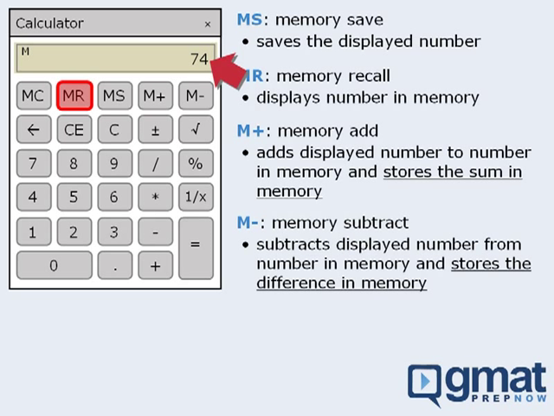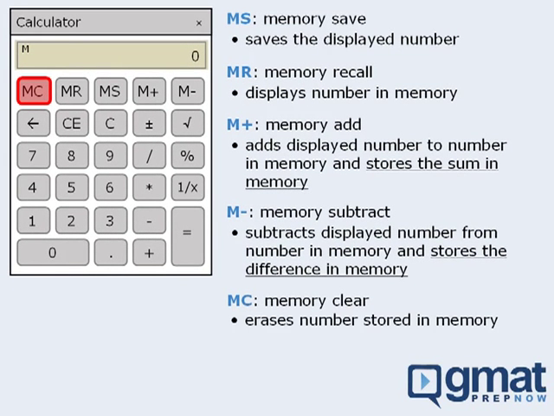Okay, the last button to discuss is the memory clear button. It erases whatever number is stored in the calculator's memory. So if we click this button, we can see that the M here disappears. Also, if we later click the memory recall button, we can see that the 79 is no longer there. Instead, the display shows a 0, which is the default value when there are no values stored in the memory.